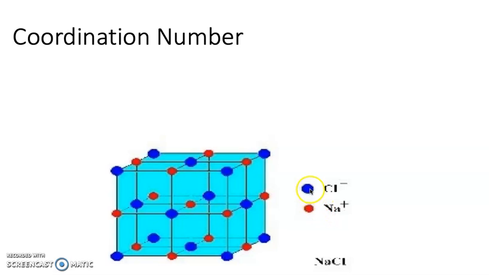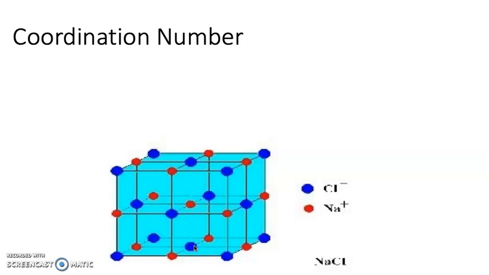Na is your red dot, Cl is your blue dot. We'll take this red dot here in the middle. The atoms adjacent to it: you have a blue, a blue, a blue, a blue. So you have 4 on the horizontal plane here. Then on the vertical, you have 1 above and 1 below. 4 plus 2 is 6. So sodium chloride has a coordination number of 6.